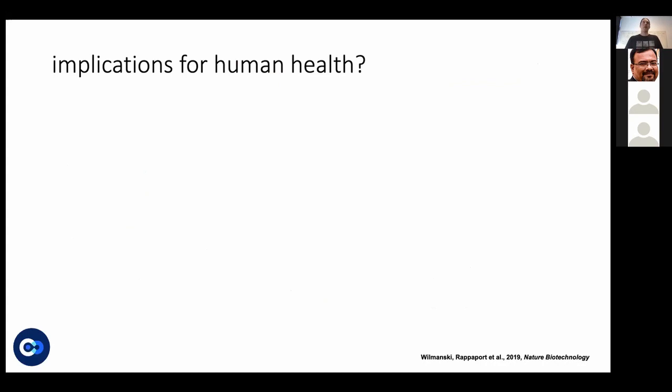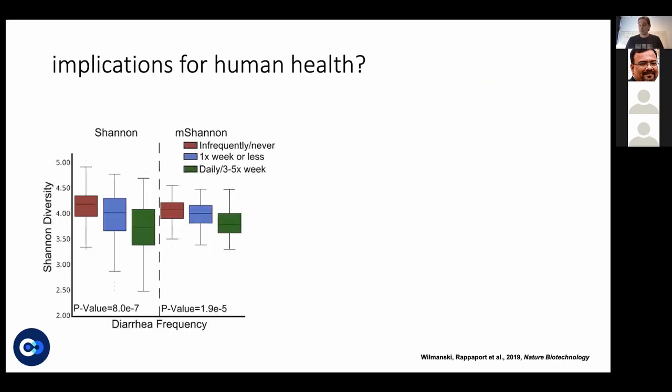So, thinking about implications of this for health, we had questionnaire data on health states of these folks. One thing we expected to see was that alpha diversity was negatively correlated with diarrhea. So the more diarrhea you have, the lower the alpha diversity is in your gut. And that was true both for the measured Shannon diversity from stool and also this M Shannon, the metabolic Shannon that we could predict from our model.